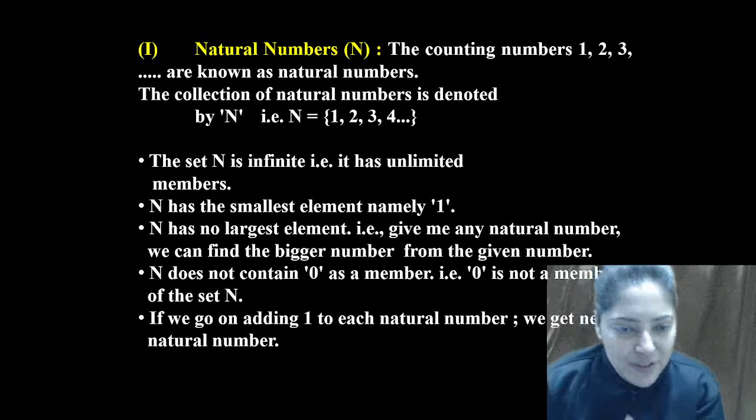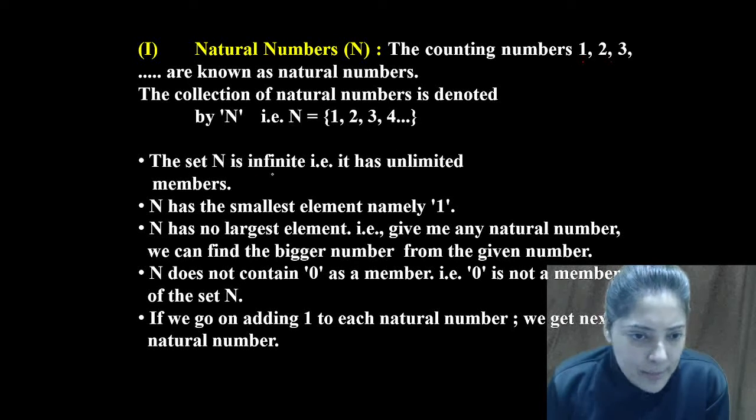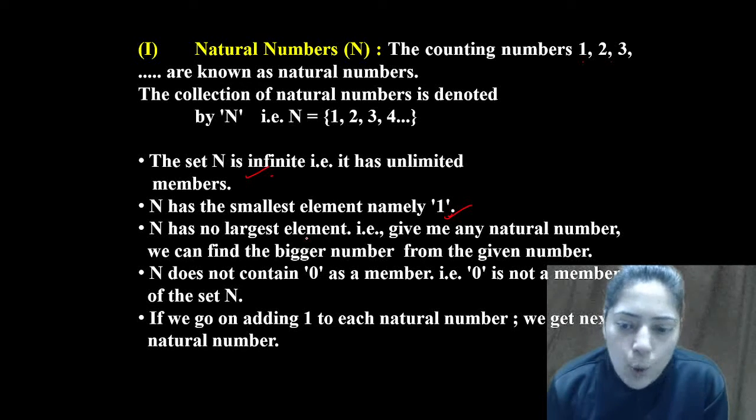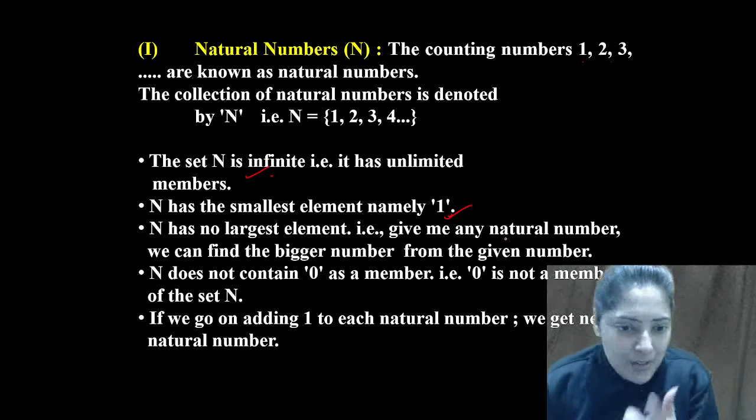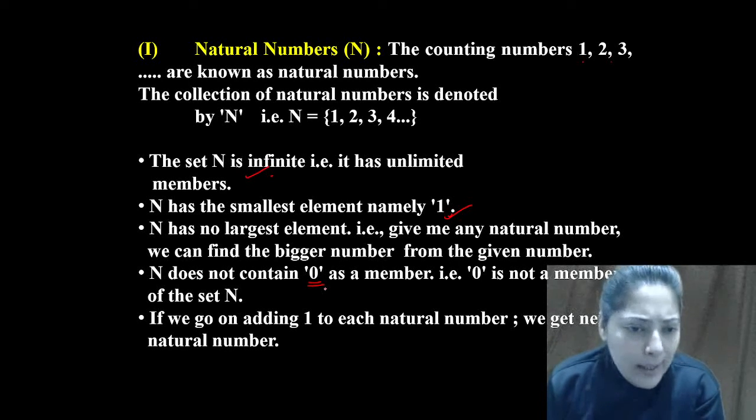Before moving on to rational numbers and irrational numbers, I'll just tell you quickly. Natural numbers, as I said, 1, 2, 3, 4 up to so on infinity. Natural numbers are infinite. Smallest natural number is 1. N has no largest element. As I said, they are infinite, so we don't know the largest natural number. N does not contain 0. 0 is a member of whole numbers. 0 is not a natural number.